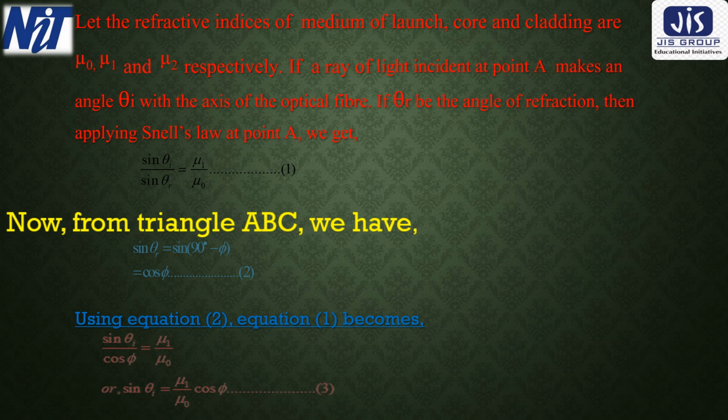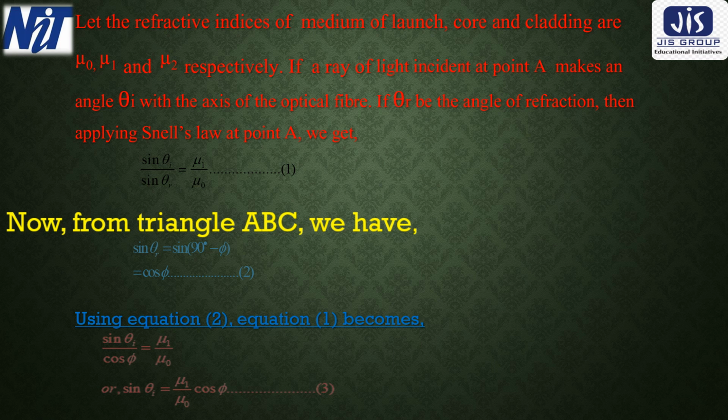If we apply Snell's law, which is the second law of refraction, at point A, which is the point at which the light is allowed to fall over the optical fiber, then we know that sine of angle of incidence to the sine of angle of refraction is equal to the ratio of refractive indices of the two mediums. So here also we will write sine theta I by sine theta r is equal to mu1 by mu0. Let us call this equation number 1.